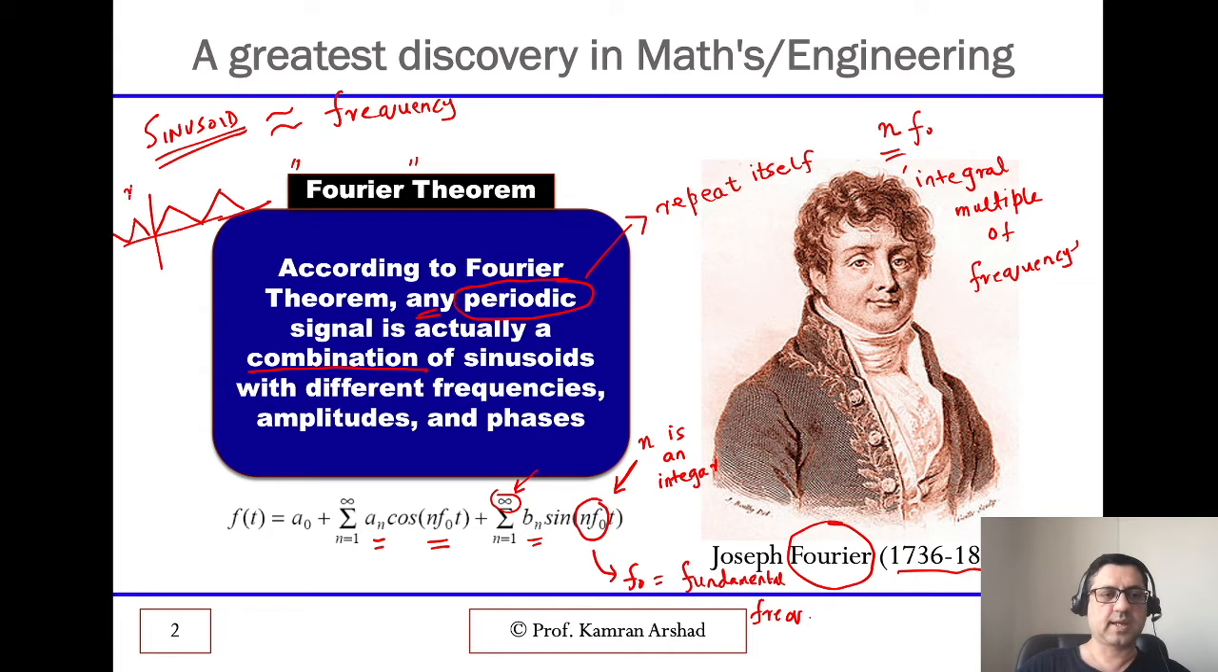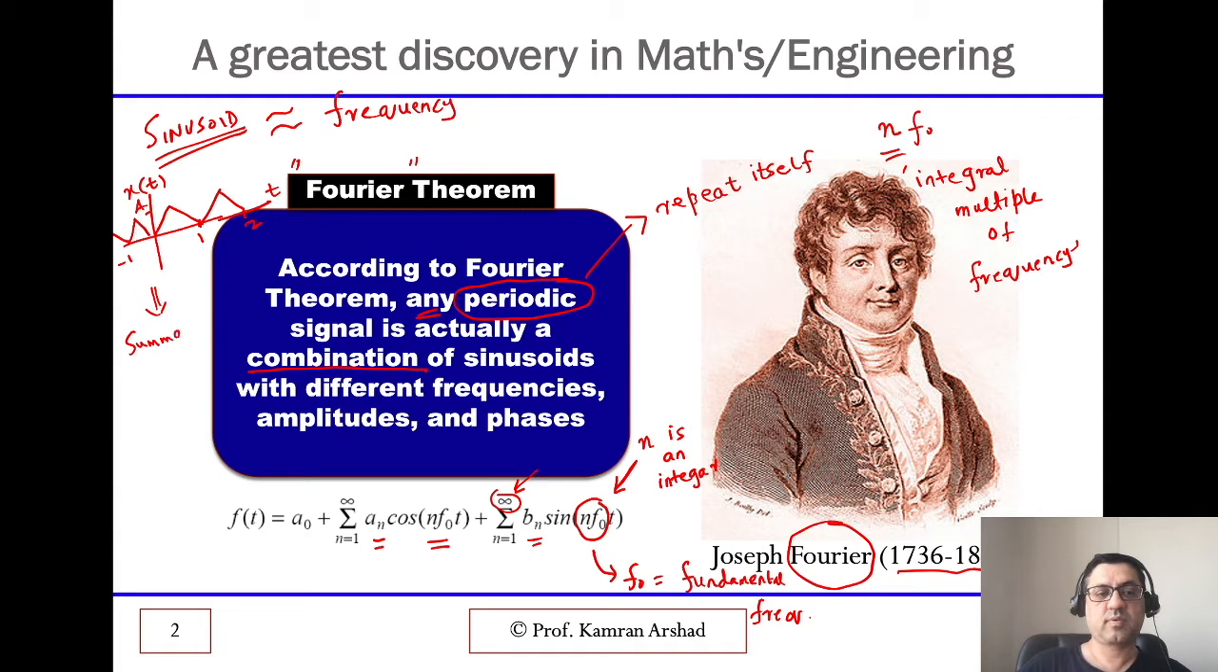Let's say this is my x of t, this is my t. You can use any amplitude a, you can use any timings here, 1, 2, whatever, it doesn't make any difference. Now this signal is a periodic signal. So according to Fourier, this signal can be written as a summation of sinusoids.